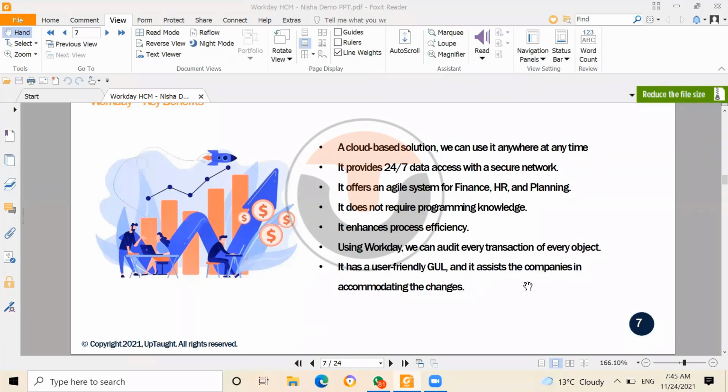Using Workday, we can audit every transaction of every object. Auditing means we can do quality checks easily, checking whatever we have configured, whether it is working properly or not.